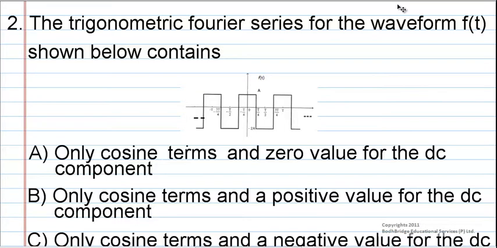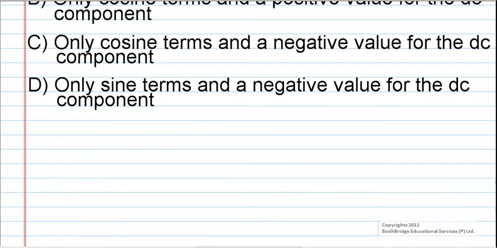The question is: the trigonometric Fourier series for the waveform f of t shown below contains... The waveform is as shown, and the options are: first option, only cosine terms and 0 value for the DC component; second option, only cosine terms and a positive value for the DC component; only cosine terms and a negative value for the DC component; last option, only sine terms and a negative value for the DC component. Now we see the solution of this question.